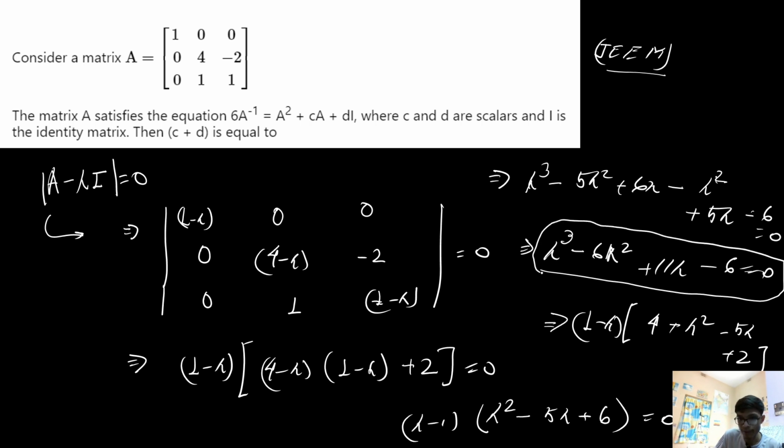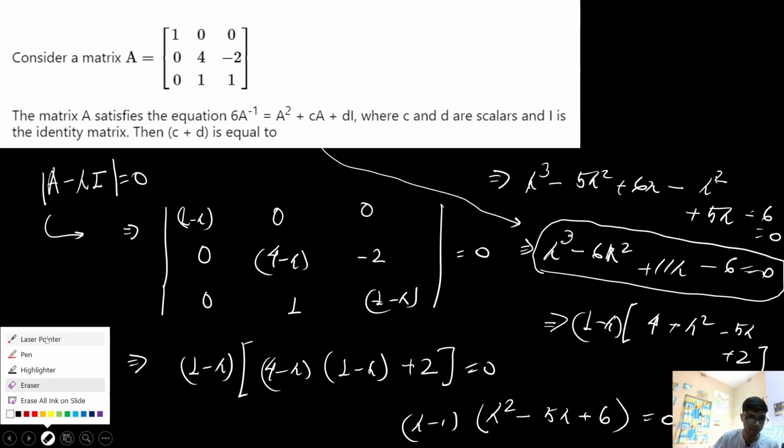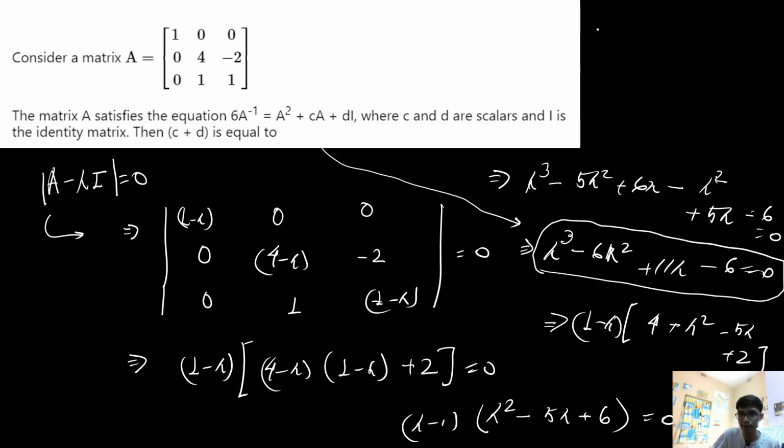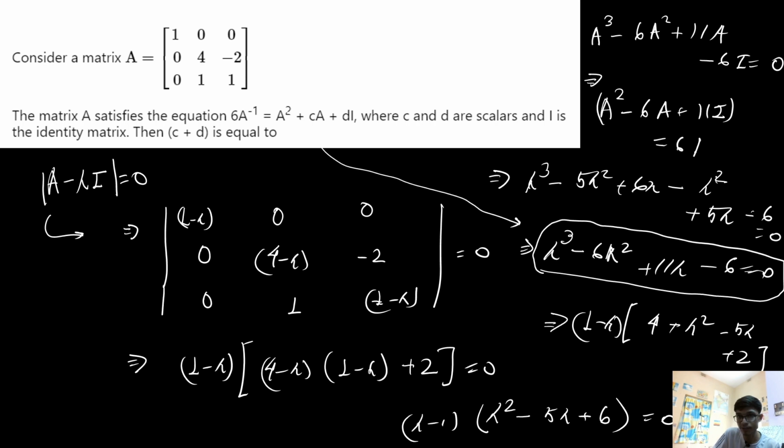Now each square matrix, and this is a square matrix, satisfies its characteristic polynomial. So what we can write from here is, in the form of the matrix A: A cube minus 6 times A square plus 11 times A minus 6 times the identity matrix is equal to the null matrix. Now what if we multiply by A inverse? We will get A square minus 6A plus 11 times the identity matrix is equal to 6 times A inverse.